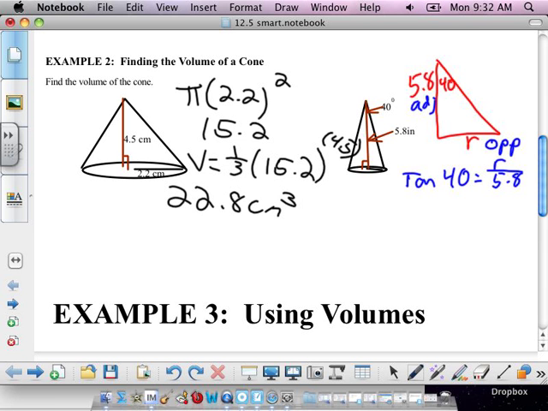Cross multiply. 5.8 tan 40 gives me 4.87.